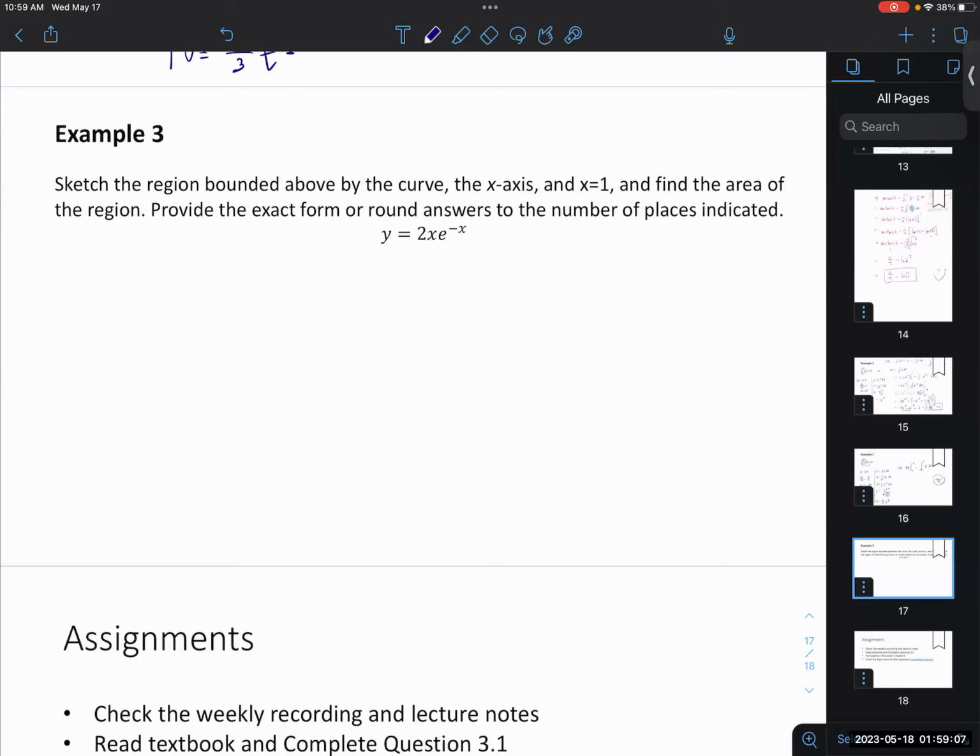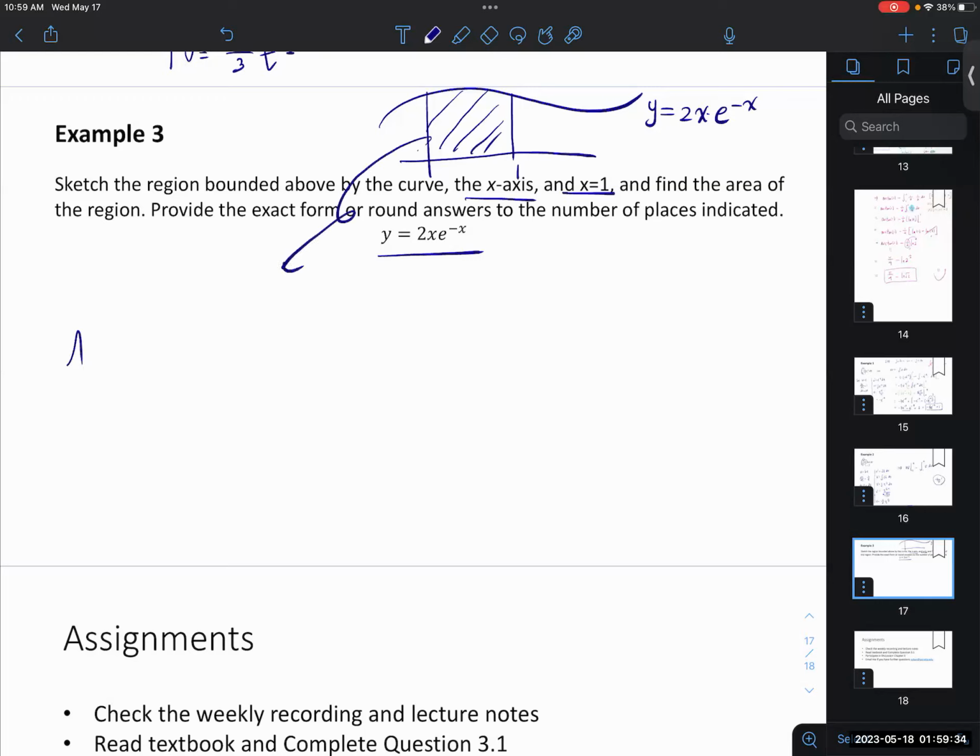And then one thing, if I help you, the last two questions, same thing. This is a little bit of an application problem. Sketch the region bounded above by the curve, the x-axis, and x equal to 1, and find the area of the region. So you have a function, y equal to 2x times e to the negative x. They're looking for the area up to 1. So we know we're going to find the area by taking the integral from 0 to 1 of 2x times e to the negative x.